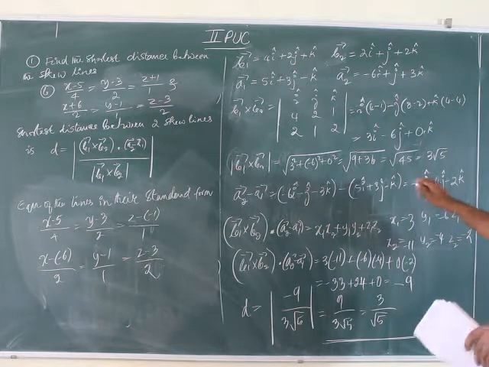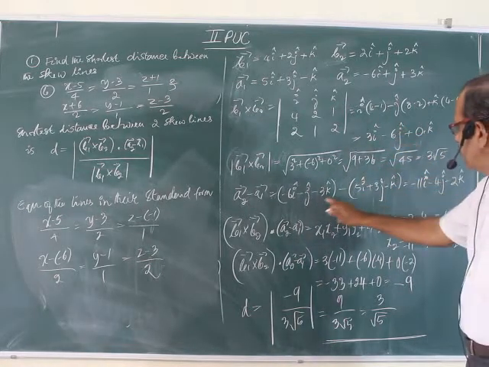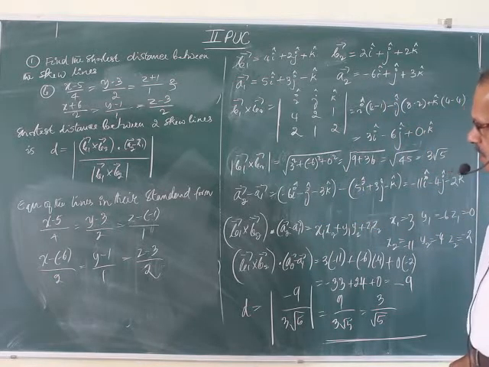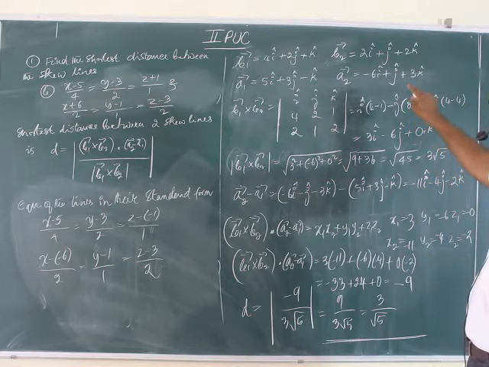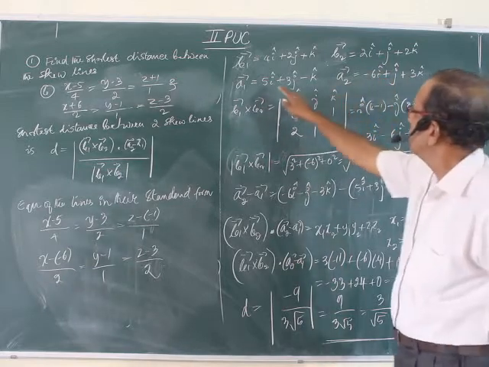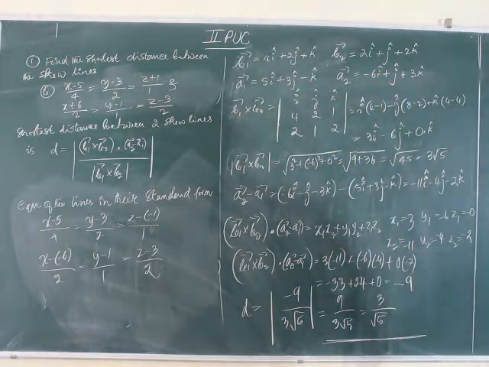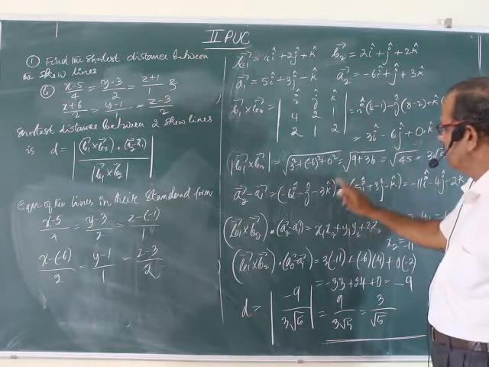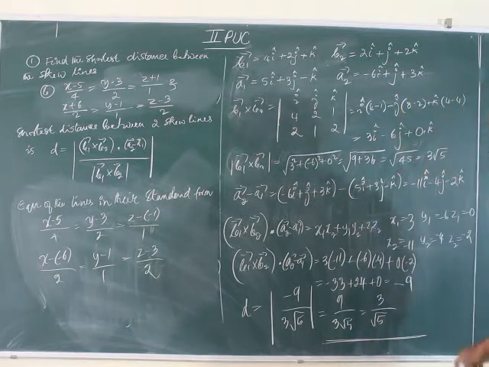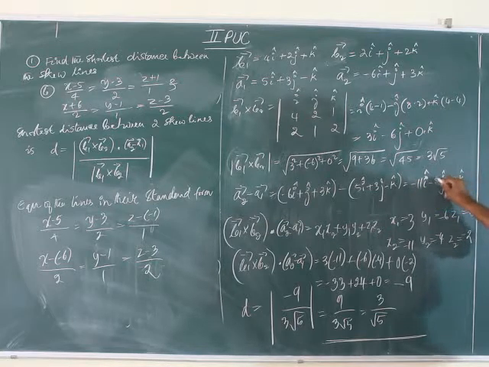Then what are the changes? A2 is minus 6, 1, 3, B2 is correct. A1 is 5, 3, minus 1, correct. Only A2 I have written wrongly. A2 is minus 6, 1, 3. Subtraction gives minus 11, minus 2. Please correct it.